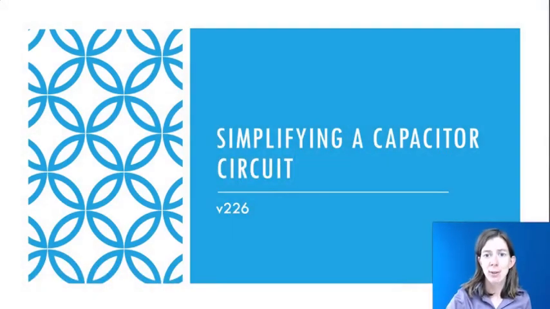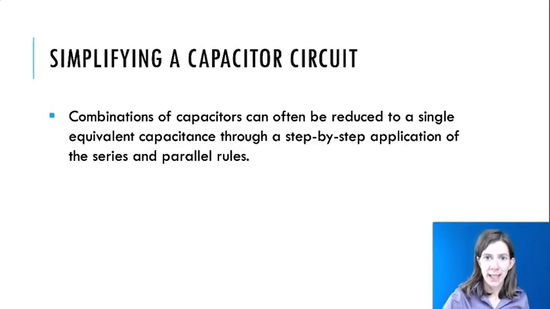This is video 226. It is called Simplifying a Capacitor Circuit. We're going to be learning how to find the equivalent capacitance of a circuit when you have a combination of capacitors. So this video is going to be accompanied by another video with a guided example, and that's where you're really going to learn how to do this.